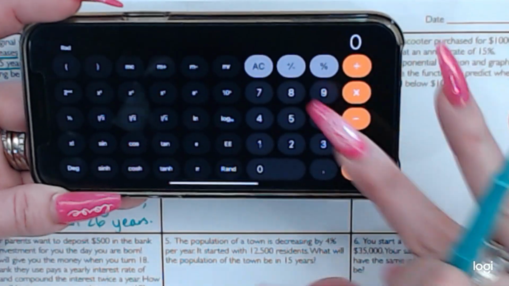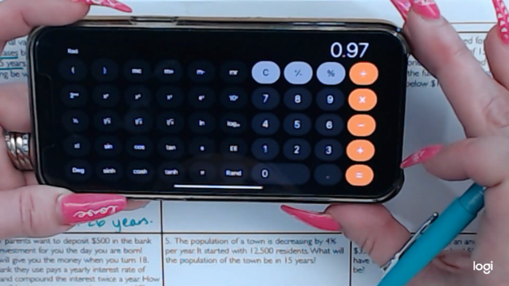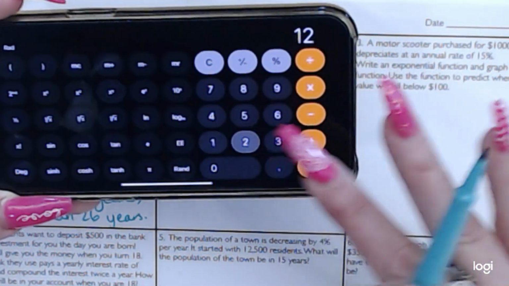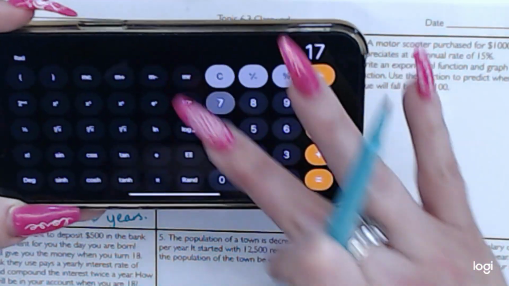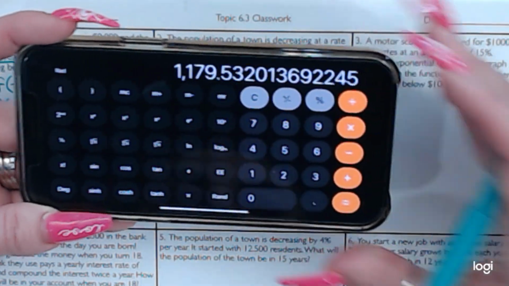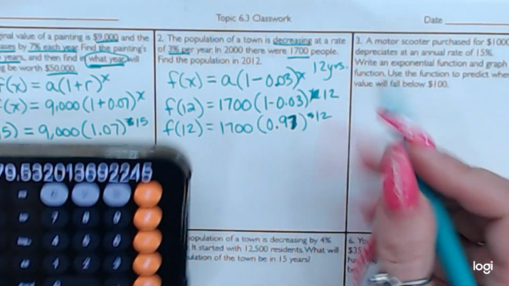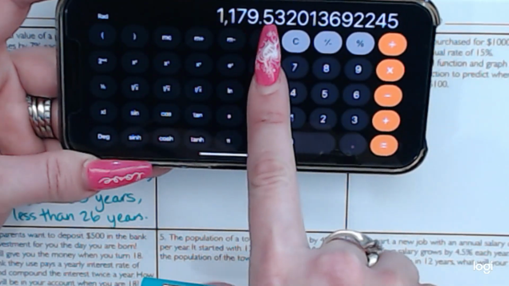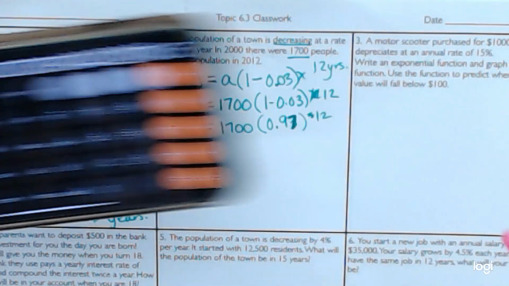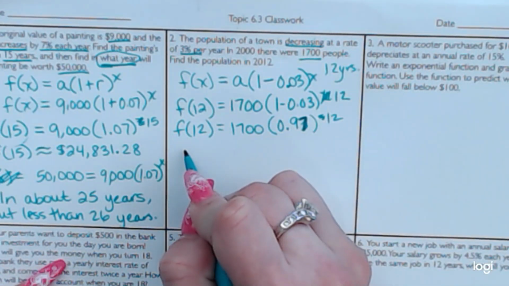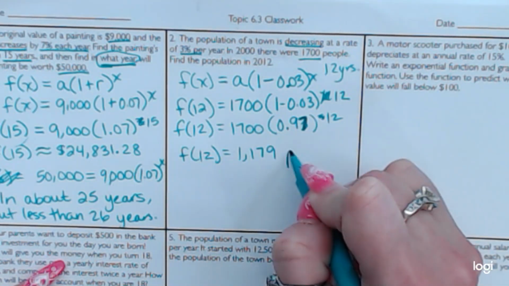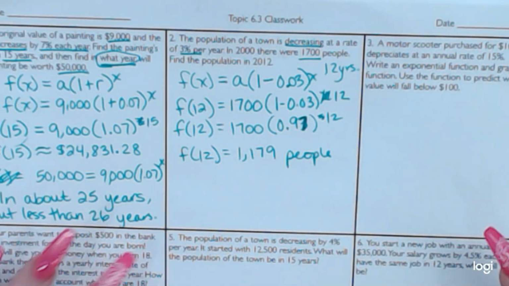Okay. 97% to the power of 12 times 1,700. We get 1,179. You can't have partial people, right? So we're going to round this. And you can't round up from half a person. So how many total people do you have? You just have 1,179. So at 12 years, you would have 1,179 people in the population.